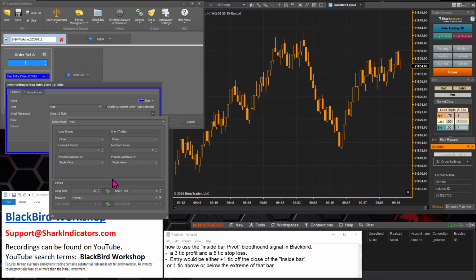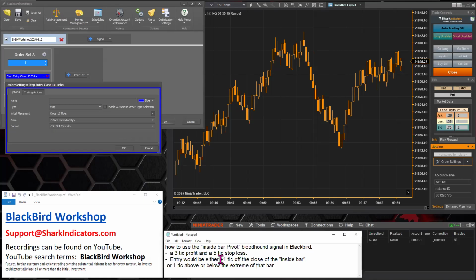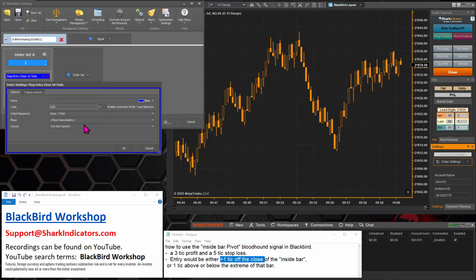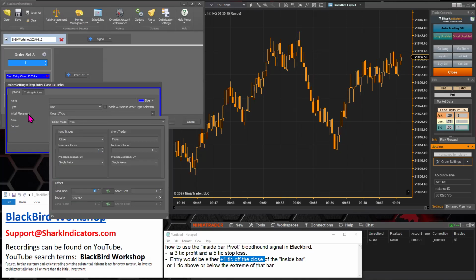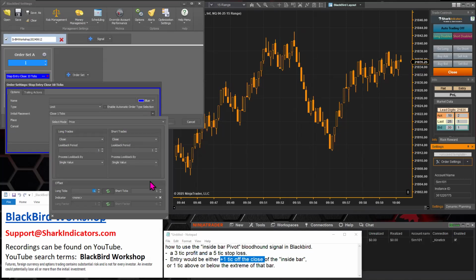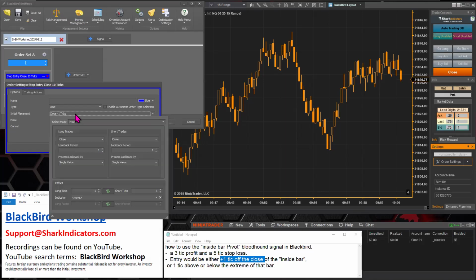There we go. Now, if we wanted it the opposite way, maybe minus 1 tick off of the close, then we could change this to a limit order, open up the initial placement, and set it to negative 1 tick. So there you go, 1 tick below the close for a long trade. If it's a short trade, then it'd be 1 tick above the close. So there are lots of ways to mix and match this. And what was that?